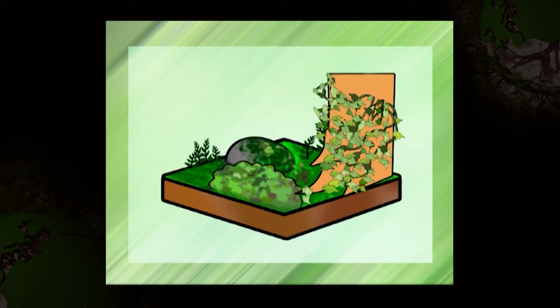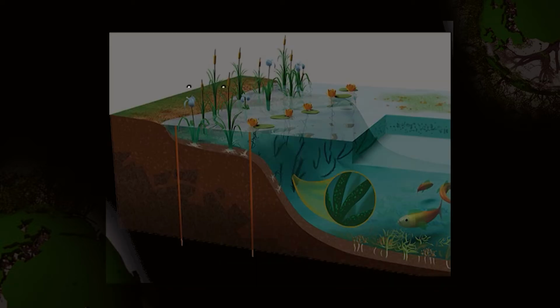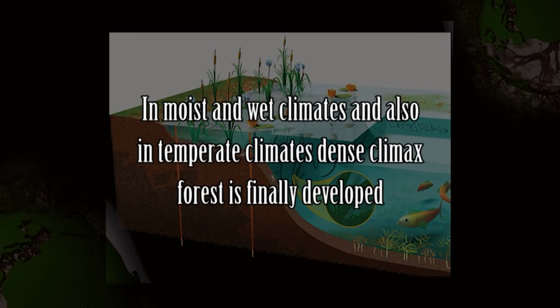It represents the climax community. Due to the weathering of rocks, a thin layer of soil is formed which supports small trees like acacia, prosopis, bovelia, etc. Plants require high rainfall to reach the climax stage. In moist and wet climates and also in temperate climates, dense climax forest is finally developed.